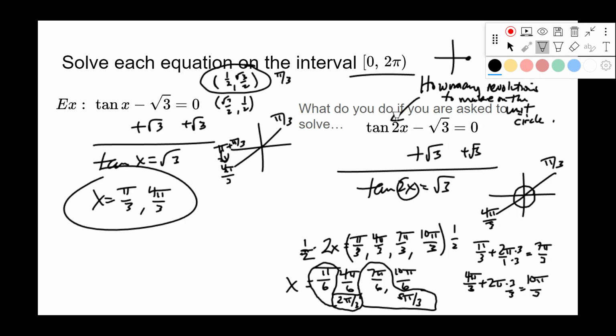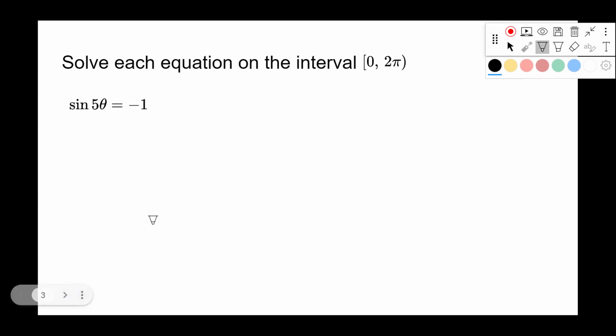Okay, so this number, if it's being multiplied by x, it's telling you you're going to have to go around the unit circle multiple times and find more answers than you find just the first time around, like you do with just tan x. All right, let's try sine of 5 theta equals -1.